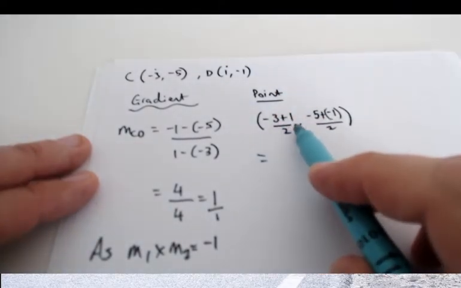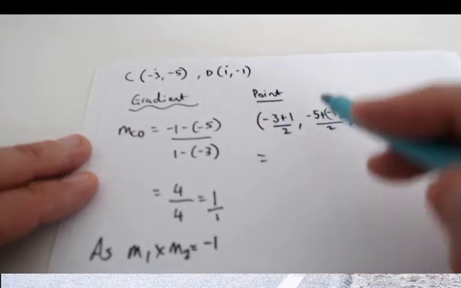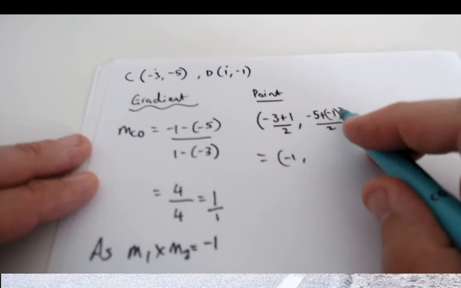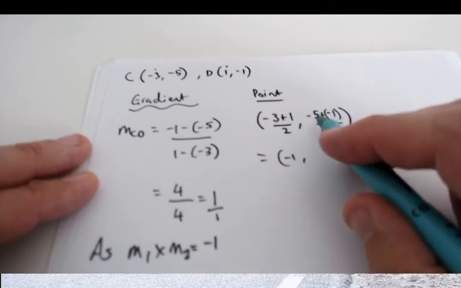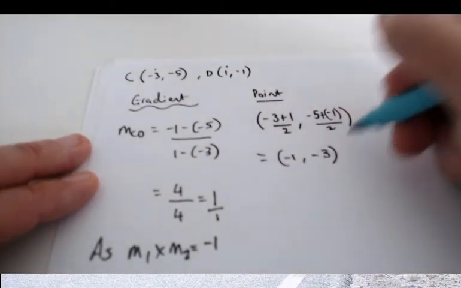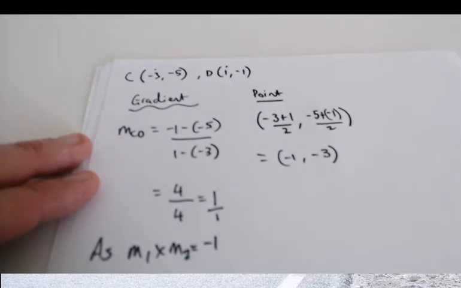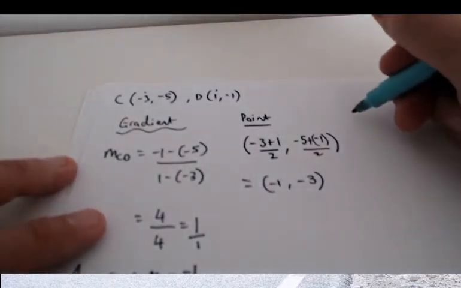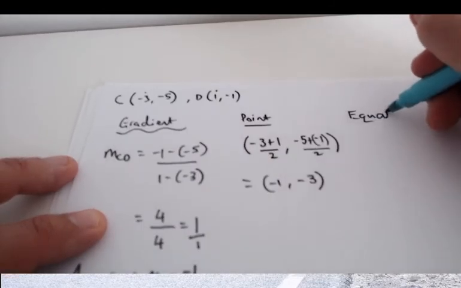Minus 3 add 1. That will be minus 2. Half of that is minus 1. Minus 5 add minus 1 is minus 5 take away 1, which is minus 6. Half of that, minus 3. So I have my gradient, which is minus 1. I have my point, which is minus 1, minus 3. And now I'm going to go for my equation.